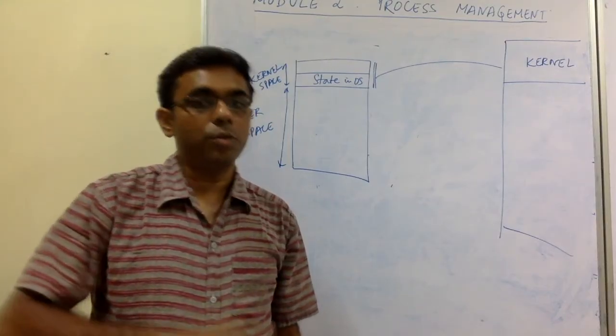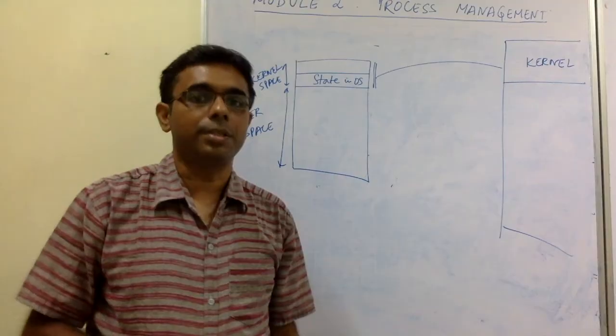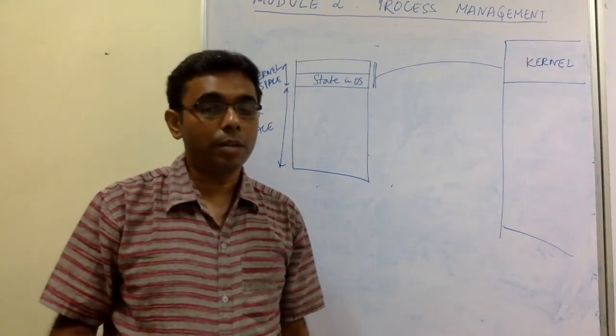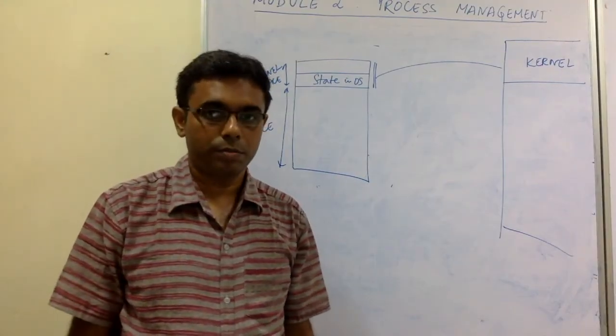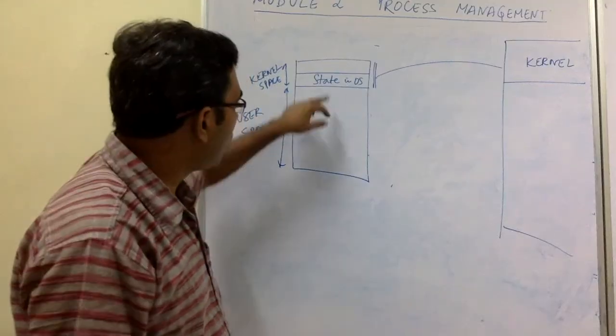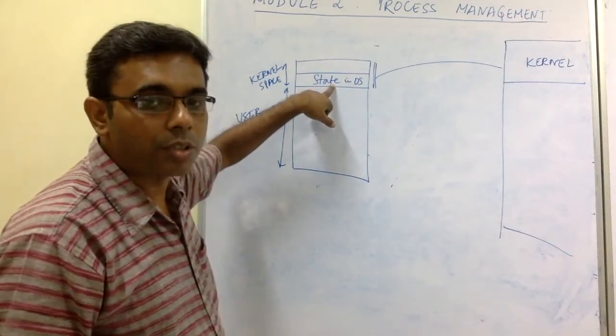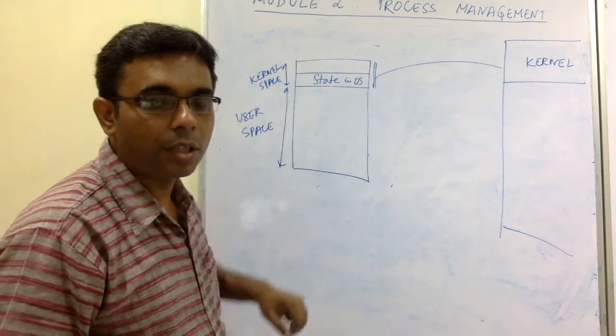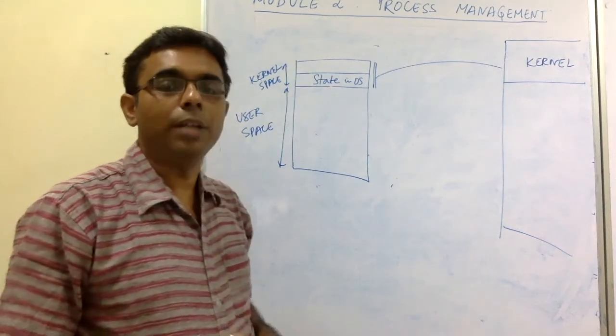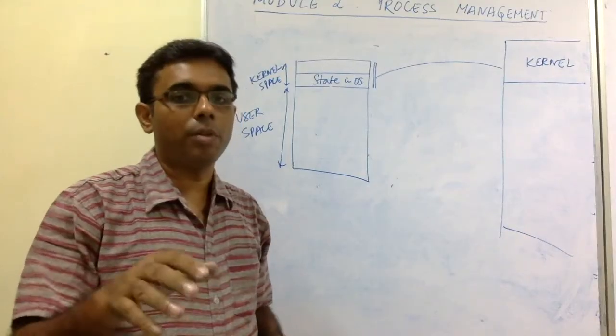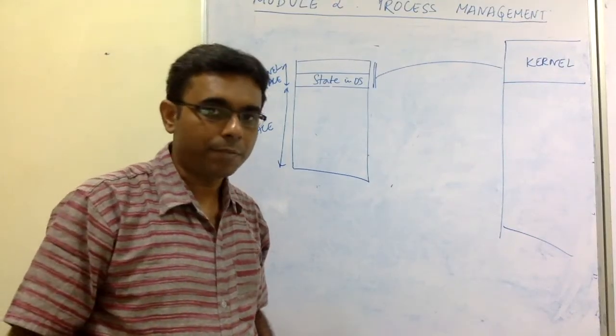So the process has to request the kernel to provide its status. And how does it do that? Obviously through system calls. Okay. So the state of the process which the OS maintains is provided to the process through system calls. We'll talk about system calls in the next lecture.